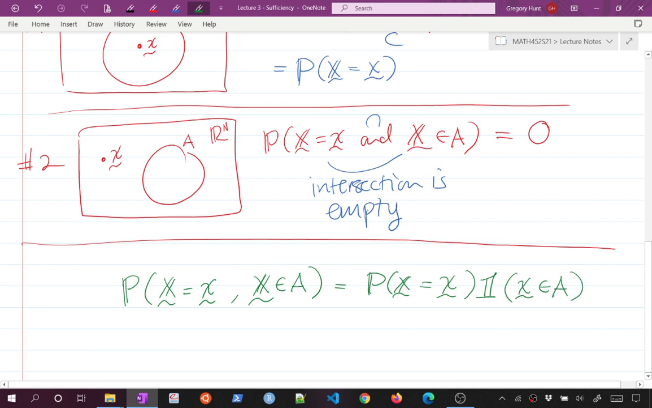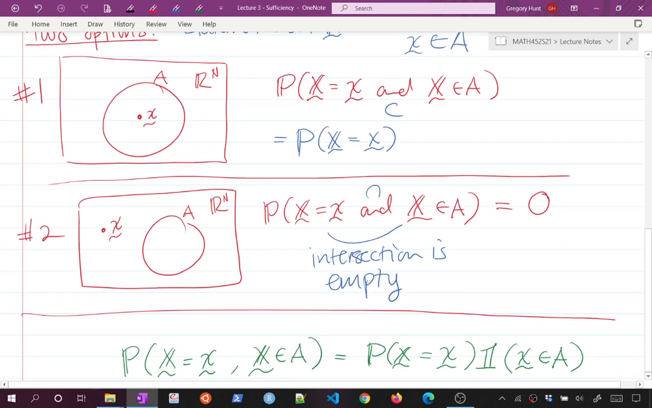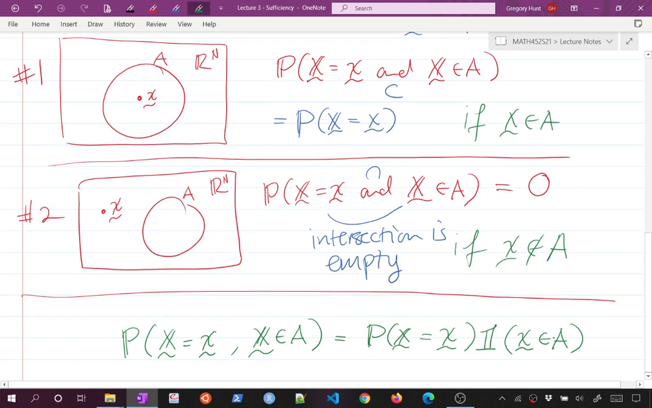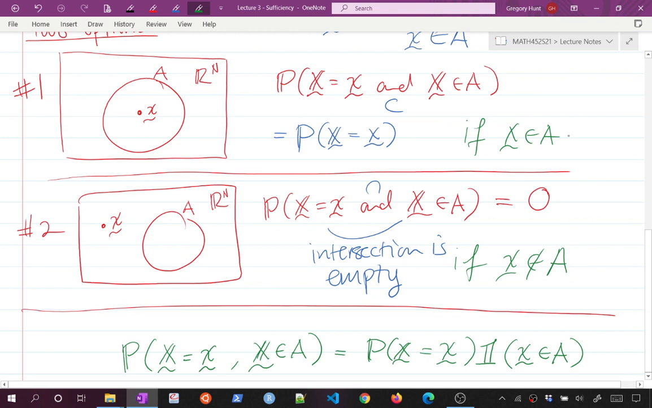So why am I allowed to swap capital X here for little x here? Well, if X is equal to little x, surely we can do that swap. And this is exactly what we wrote above. In one case, it's just the probability X is equal to little x if little x is in A. In the other case, if little x is not in A, this whole thing is 0. So it's exactly there. It's a case statement, right?